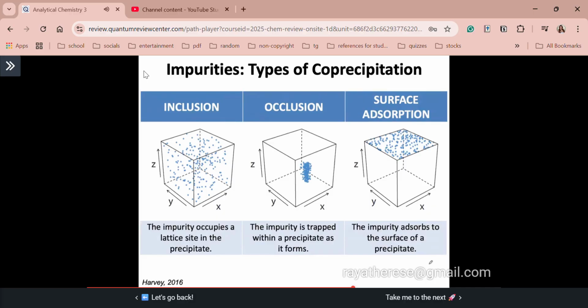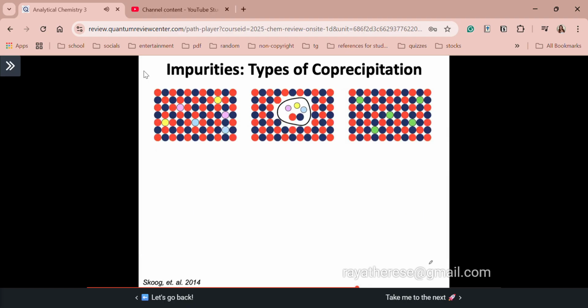Mga medyo nakaka-confuse. Medyo. Pero itong tatlo, class, mahirapan kayo confuse sa sarili dito. Dapat alam niyo agad silang tatlo. Di ba? Hard to miss itong definition ng tatlo. Inclusion, occlusion, and surface adsorption. So for sure, hindi nakakalito itong tatlo ninyo. Plus, meron pa akong nakita na iba pang forms ng co-precipitation.